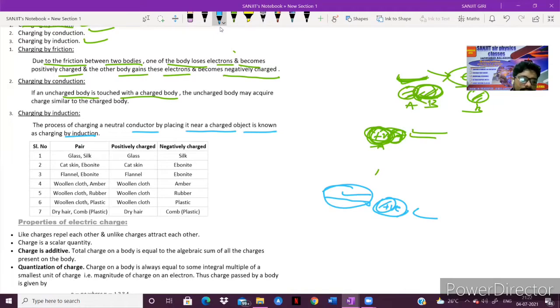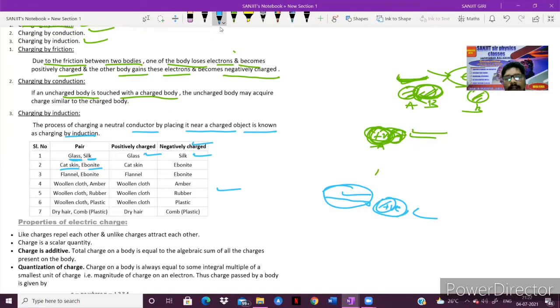Now the examples: when a glass rod is rubbed with silk, the glass rod loses electrons and becomes positively charged. The silk acquires or gains the electrons and becomes negatively charged. Another example is cat skin and ebonite. So these are the examples: flannel, ebonite, woolen cloth, amber. These are examples of how an uncharged body is charged by the three methods.